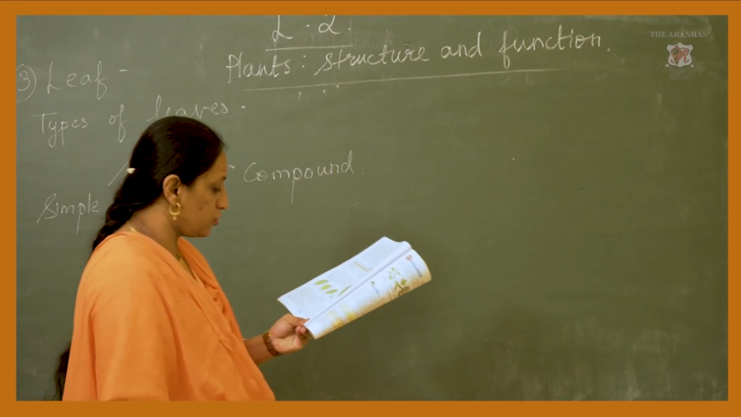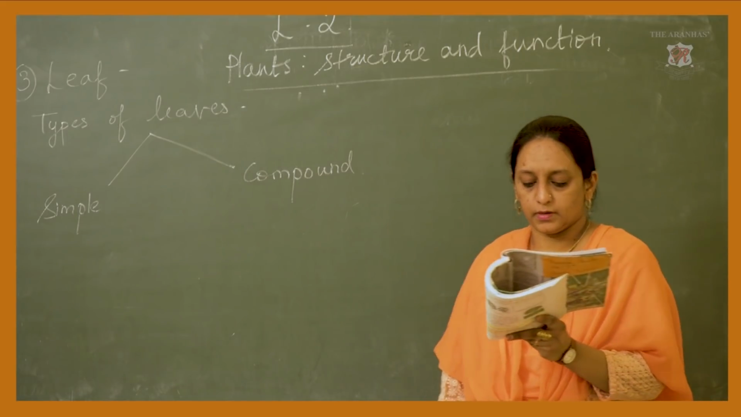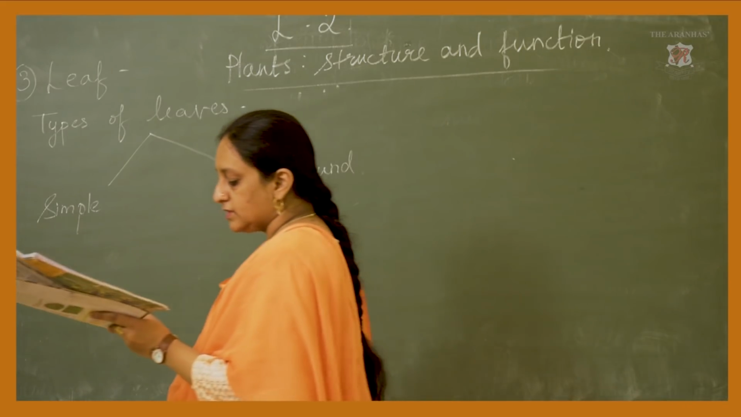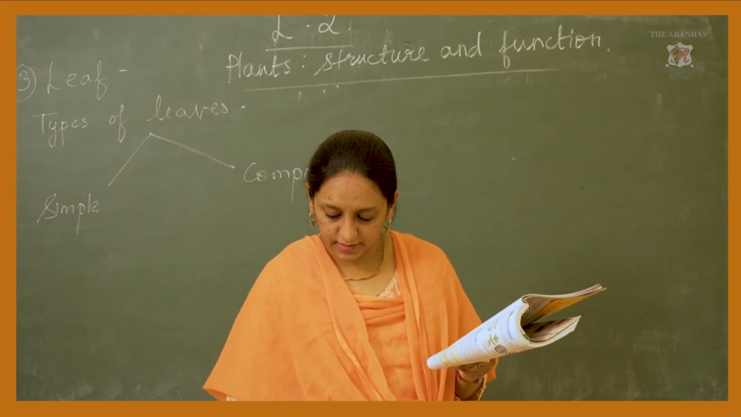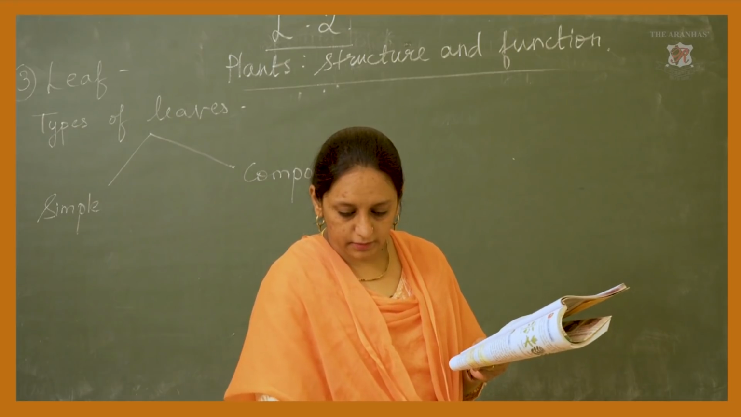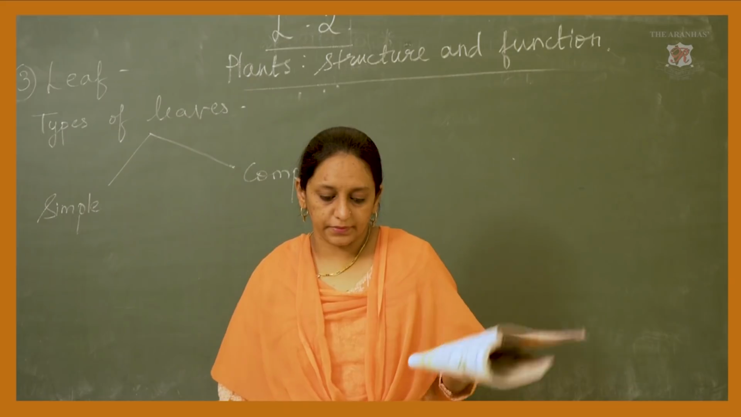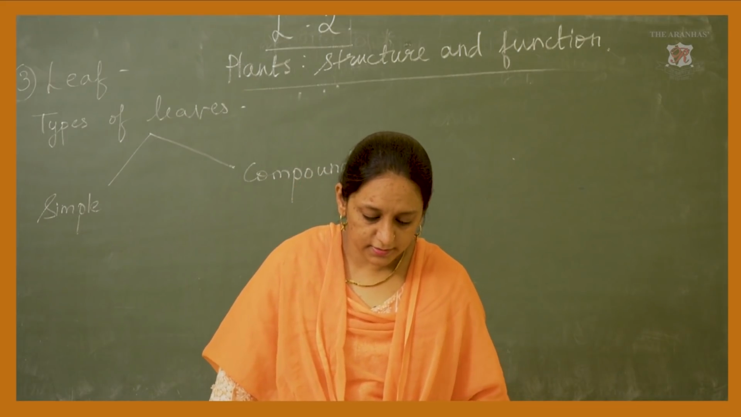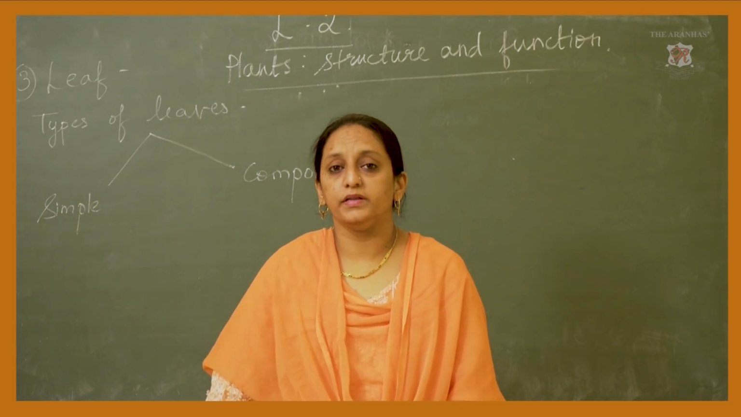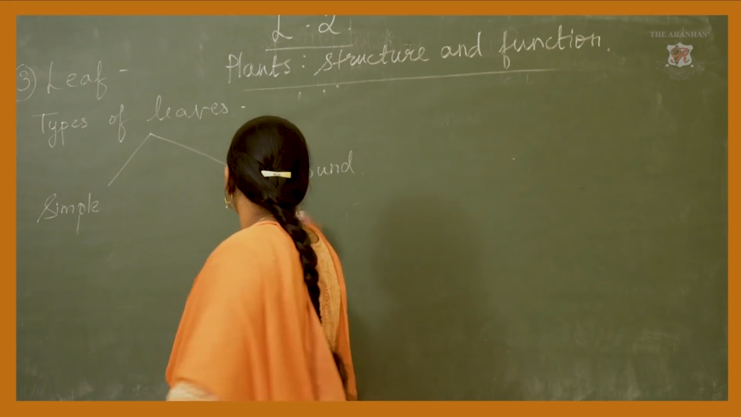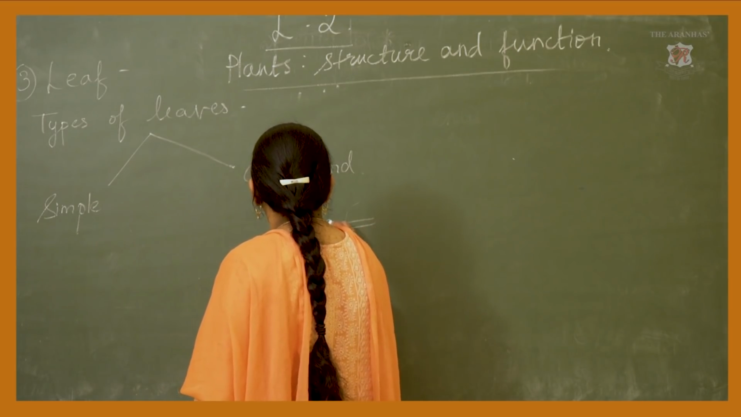They have given this in your textbook. Leaves of some plants have a single undivided leaf blade and a single midrib. Such leaves are called simple leaves. While in compound leaves, the leaf blade is divided into many small leaflets. This is the leaf blade. It is divided into many small leaflets.